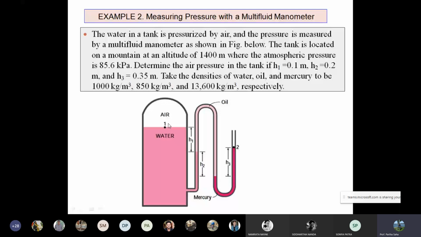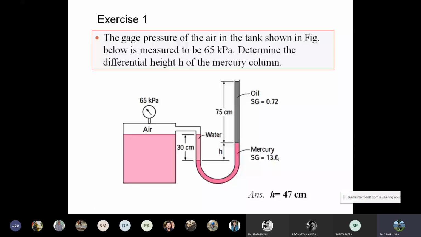Okay, one had one pressure increasing, another had decreasing. That's how you increase. This is the exercise I have given. You should solve it. I'm not going to go into details. This is exercise 1. This is exercise 2. You solve these numericals at home and then get back to me in the next class.